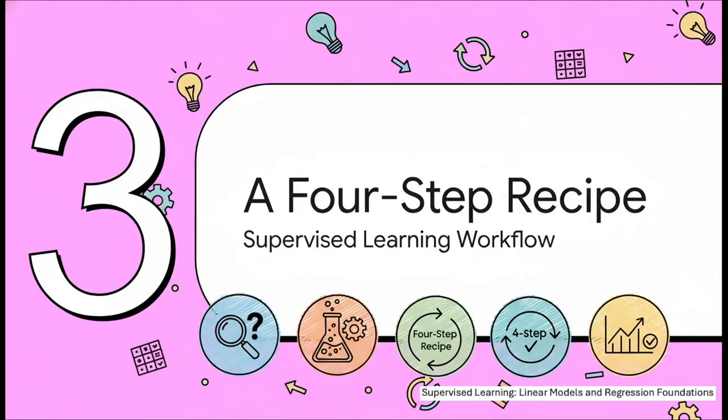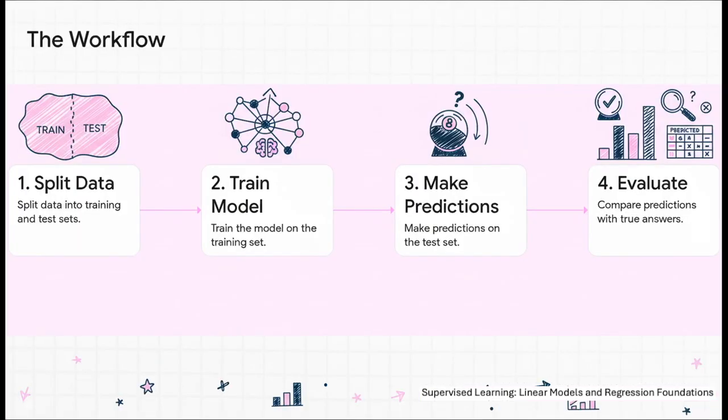Okay, so the theory is cool and all, but how do we actually do this? How do we put it into practice? Well, it turns out there's a simple 4-step recipe that works for almost any supervised learning problem out there. It goes like this. Step 1, we split the data. Step 2, we train the model. Step 3, we make predictions. And step 4, we check our work and see how well it did. Let's break each of those down.